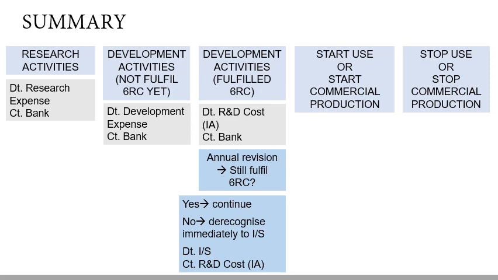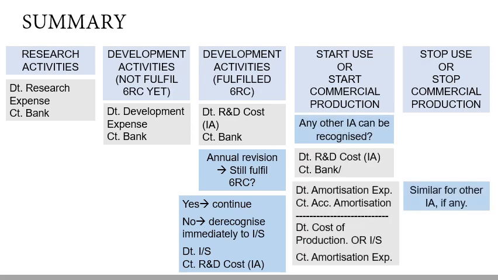We also know that at the end of a research and development project, we will basically end up with a new equipment or a new processing to be used or a new product that can be commercialized. So the moment that we start using the new equipment or new processing or start commercializing the new product, that is when we need to start amortizing intangible asset.